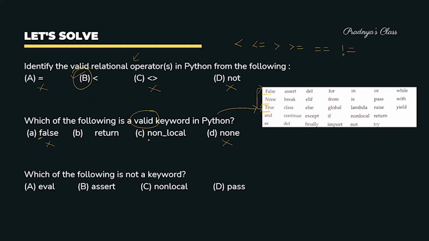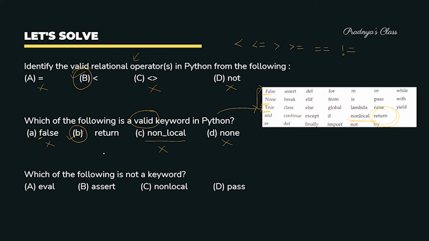And now look at this non-local word. This also we write without underscore. So this is also not a keyword. So the remaining is option B. And yes, it is correct. Return is a keyword. You can see here in the list also that return is a keyword.